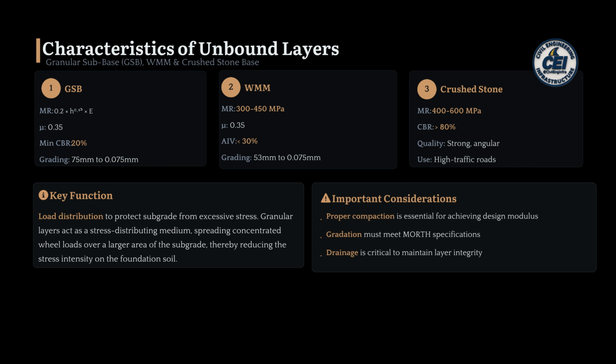Wet mix macadam, WMM. Resilient modulus 300 to 450 MPa. Poisson's ratio 0.35. Aggregate impact value less than 30%. Grading 53 mm to 0.075 mm. Binder, stone dust or lime is used. Crushed stone base. Resilient modulus 400 to 600 MPa. CBR greater than 80%. Strong angular aggregates.